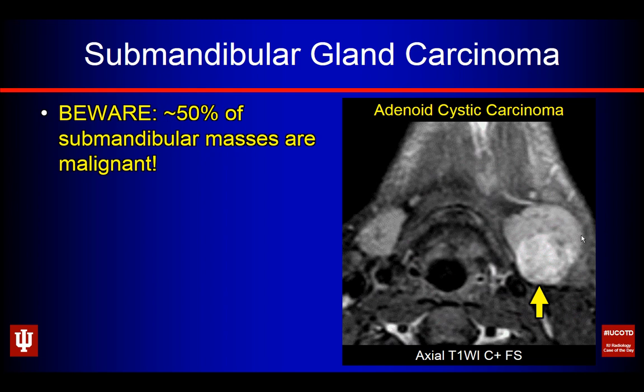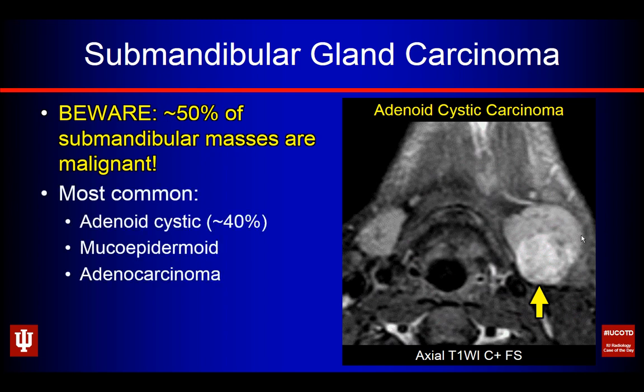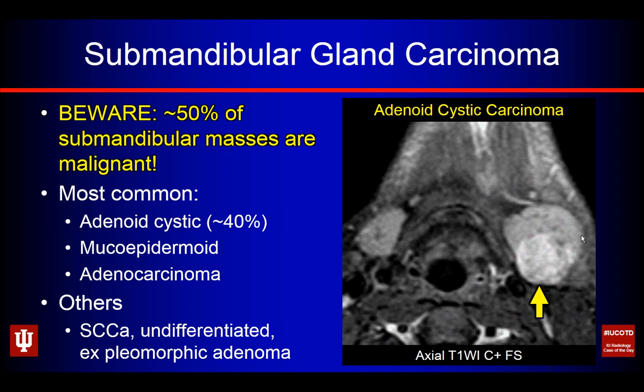Submandibular carcinomas are the most common cancer that we're going to see here. The most common variant of that will be the adenoid cystic carcinoma, followed by mucoepidermoid adenocarcinoma. This one I'm showing you is an adenoid cystic. Note how that looks quite similar to that benign mixed tumor that I showed you a slide prior. You can also get squames here. You can have undifferentiated carcinomas, and don't forget carcinoma ex pleomorphic adenoma.